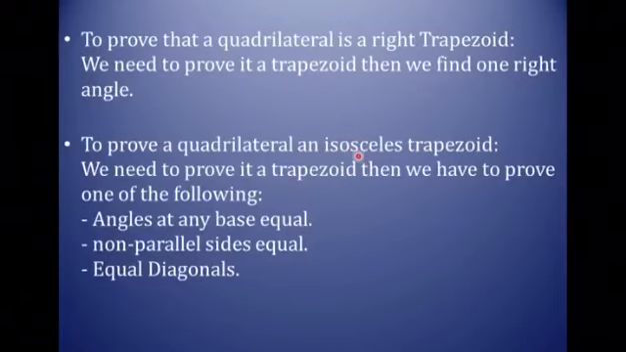Now to prove an isosceles trapezoid, also first we prove it as a trapezoid, then one of the following, not all of them. For example, a trapezoid having angles at any base equal. That's enough, it's an isosceles trapezoid. Or a trapezoid and non-parallel sides are equal, so it's an isosceles trapezoid. Or a trapezoid and equal diagonals, also it will be an isosceles trapezoid.